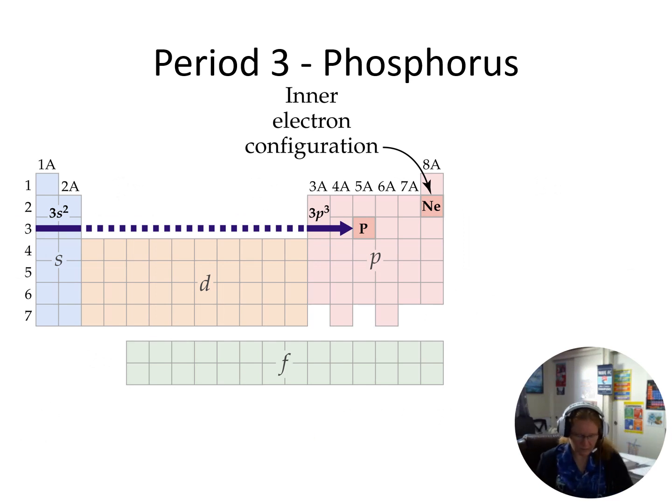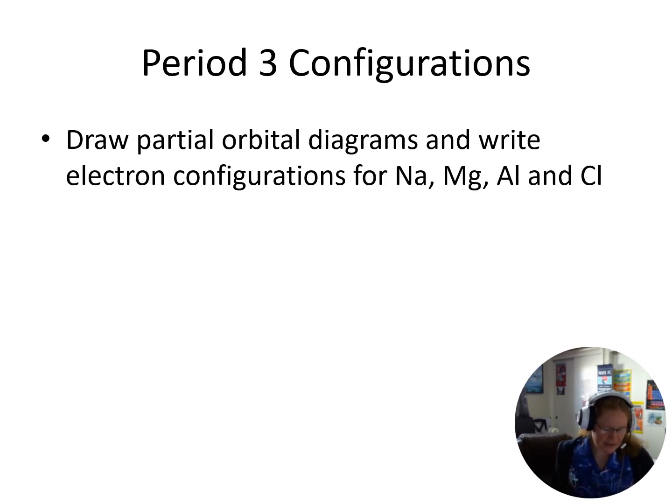Okay? And so we call those the inner electrons. And then everything that comes after the inner electrons is now our valence electrons or our outer electrons. And it's our valence electrons that are involved mostly with our bonding. Okay? So we can do the same thing we did before. We can write out all of these configurations. We're going to do partial, and we're going to write the shorthand.